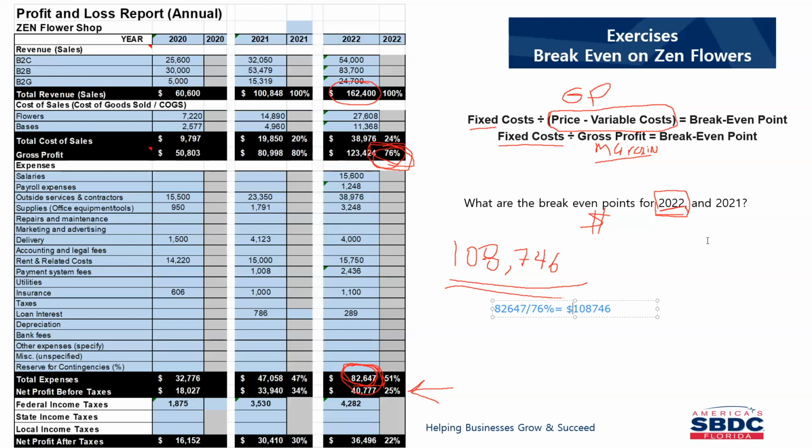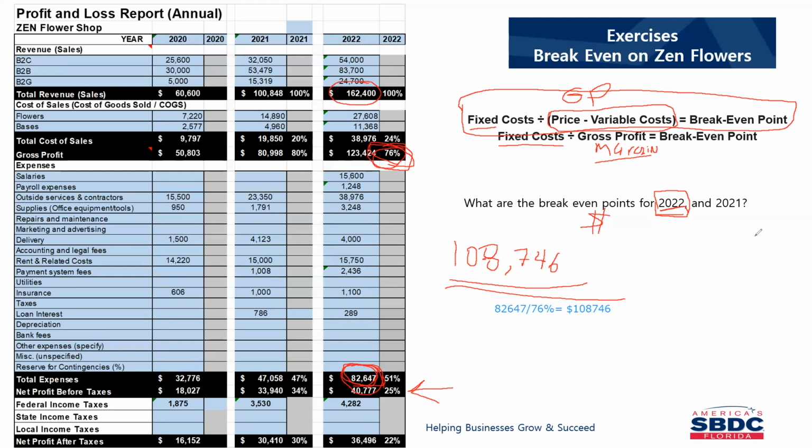Now, if I want to know in units, I can do this one. The fixed cost, this will give me the break even in units. So I would take price, which is 162, minus variable cost, which will give you 123. So Elmer, what you did was find the unit, how many units I needed to sell.